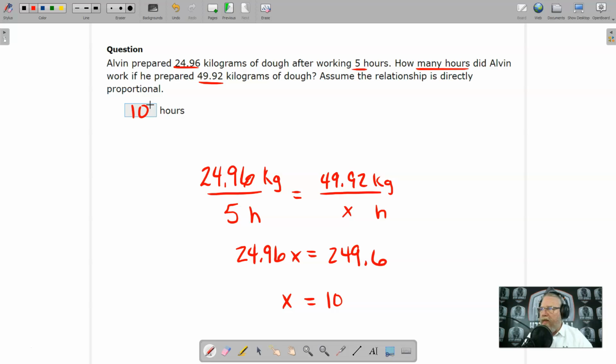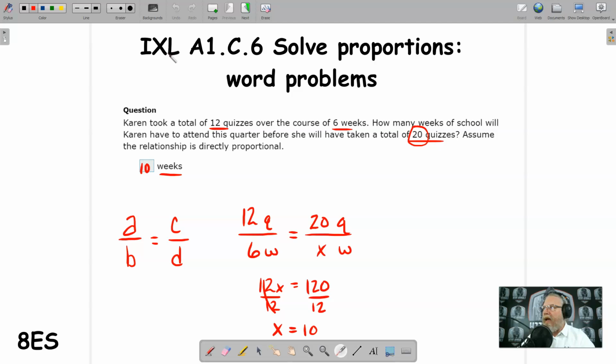All right, so that concludes all of my examples for this activity, IXL A1.C.6 Solve proportions word problems. Good luck with your activity.